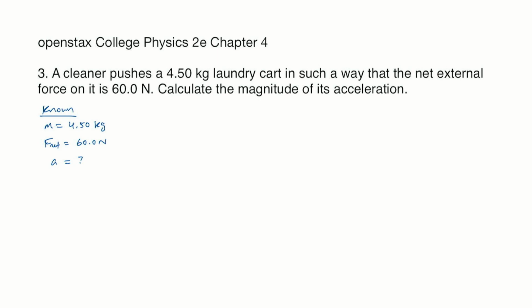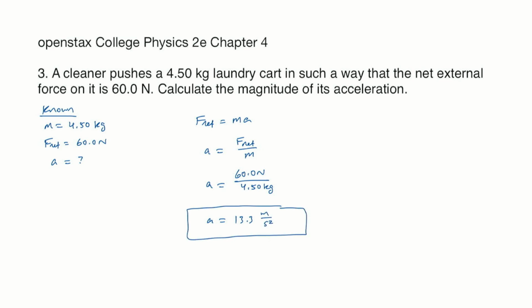Okay, so we know that F net is mass times acceleration. And so divide both sides by mass, and we find the acceleration is F net divided by mass. And so our acceleration is going to be 60.0 newtons divided by 4.50 kilograms. Calculating gives 13.3 meters per second squared. And so the acceleration of the cart is 13.3 meters per second squared.